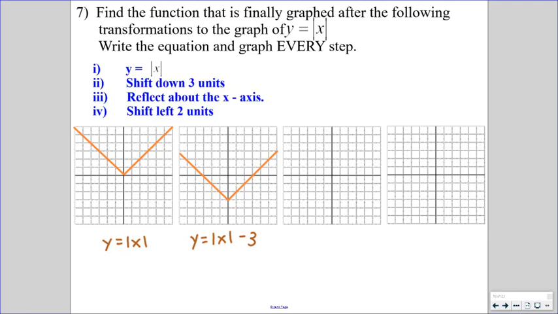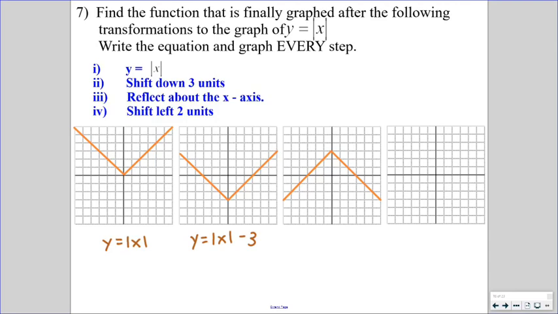Okay, step 3, we want to reflect about the x-axis. So that means we're going to take every single one of those points in step 2, we're going to flip them over the x-axis. So if I take all those points and flip them over the x-axis, that means our vertex now is up at positive 3. And then we see that the points where we cross the x-axis in step 2 stay the same.